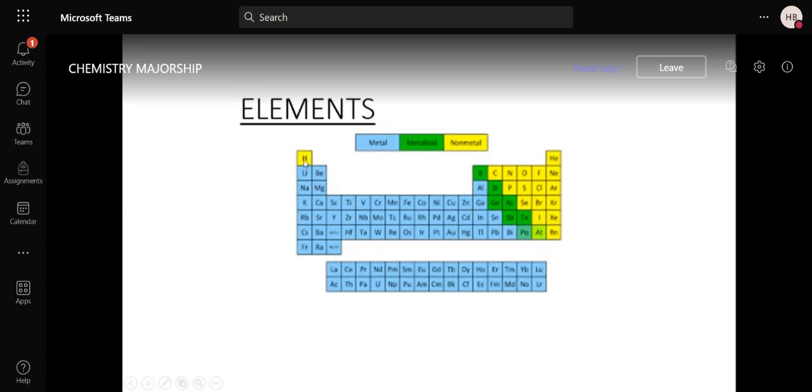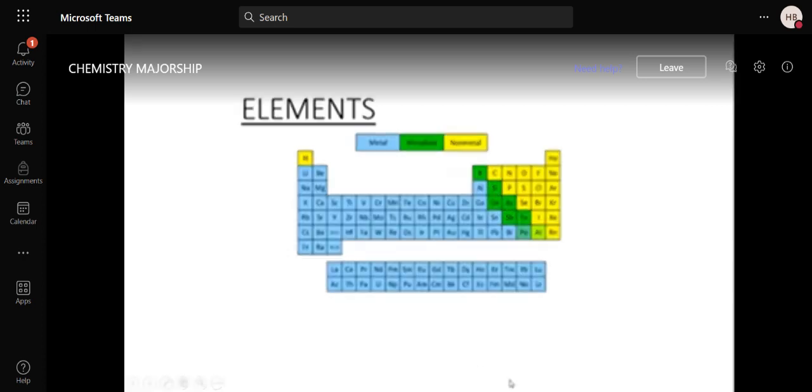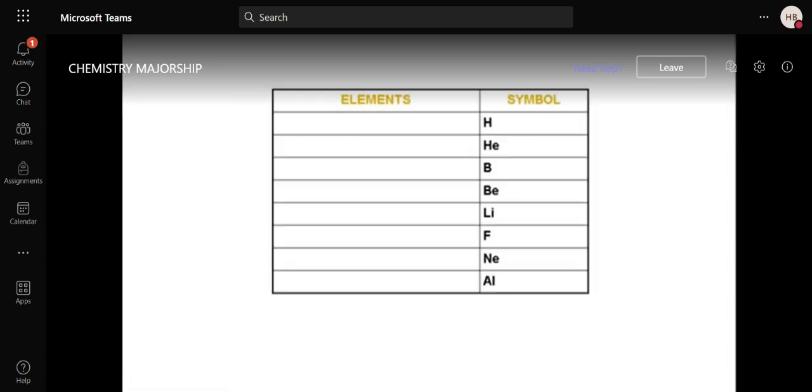Tama po ba? Alright, ito lang po ang nawawala dito na non-metal. Okay, so lahat na po ng non-metals nandito. And then your metalloids are in between the metals and the non-metals. And then towards the left side of the periodic table, you have your metals. Alright? Okay, so let's try to recall your elements.